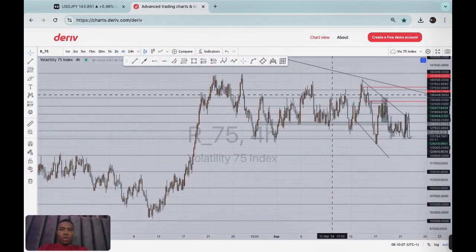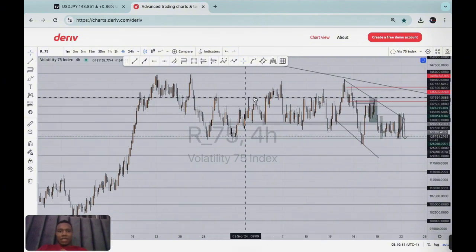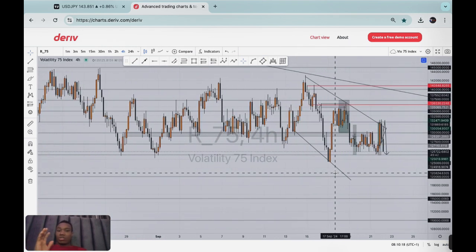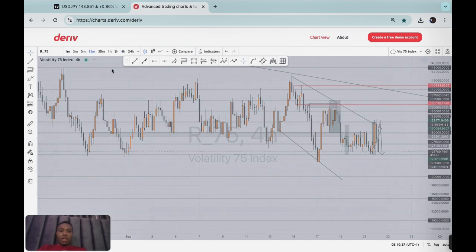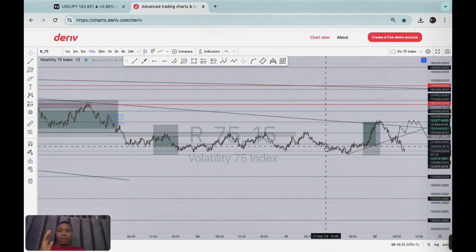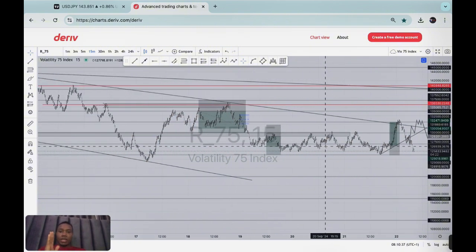Welcome to my screen, guys. So this is volatility 75 index, and we are on the 4 hours time frame. I'm going to try my best to make this analysis as simple and as clean as possible. As you can see on my chart already, there are a lot of lines. I want to show you guys the profits that I took over the past weeks using this same strategy I'm about to show you within the few moments that we're going to spend here now.